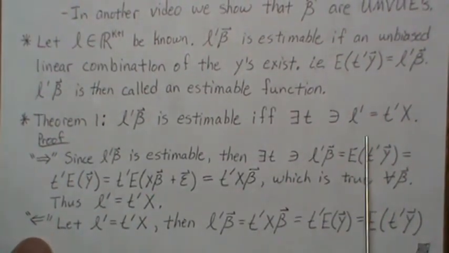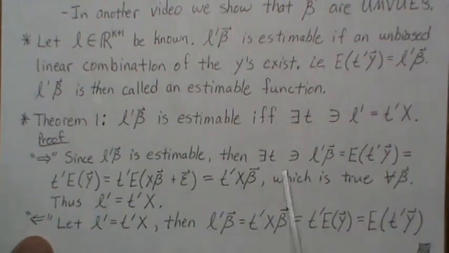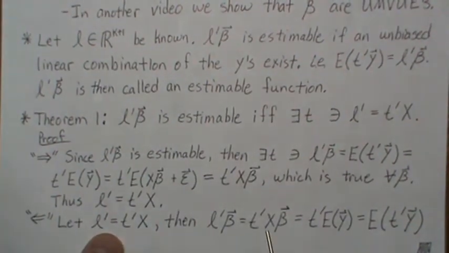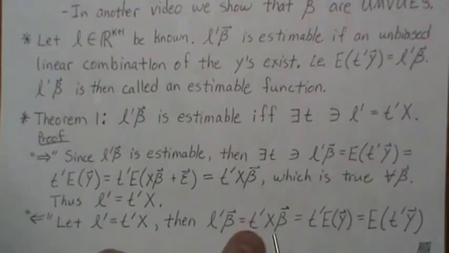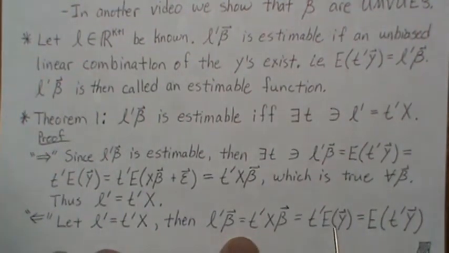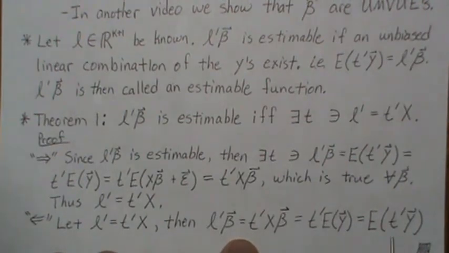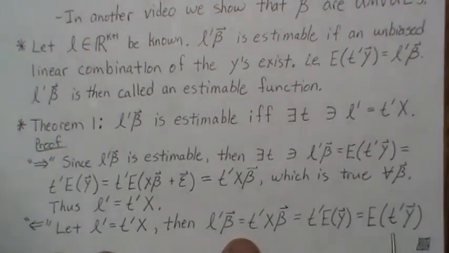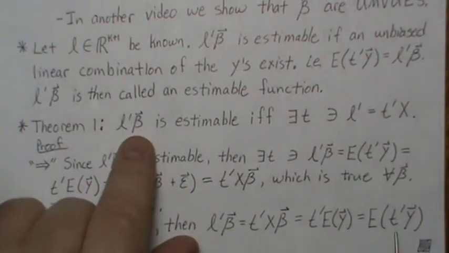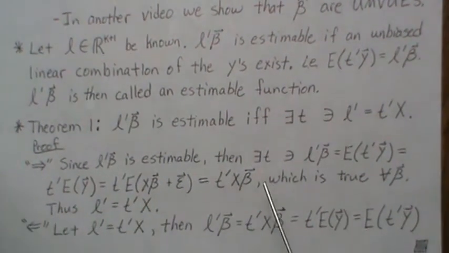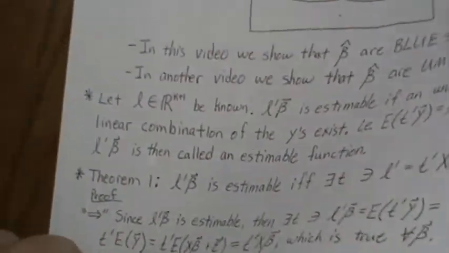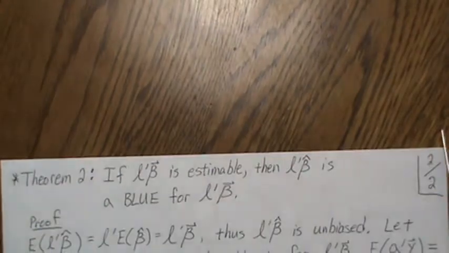Now let's go to the sufficiency part. Let's assume this is true. Then L prime beta is equal to, you plug this in, t prime X beta, but X beta is actually the mean of y, and t is constant, so we can take it inside. It's this. We just found an unbiased estimator of L prime beta, so it's estimable. So this is an if and only if. That's all we're going to say here. It's going to become much more important when we do design of experiments.